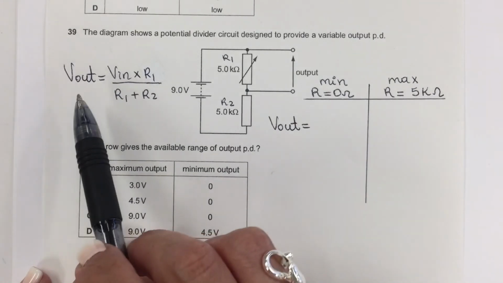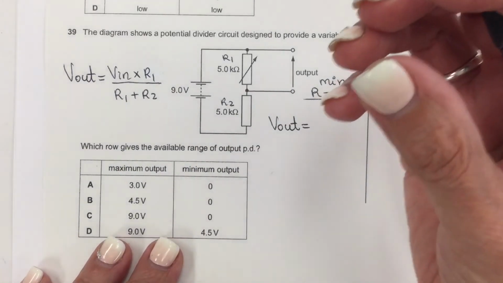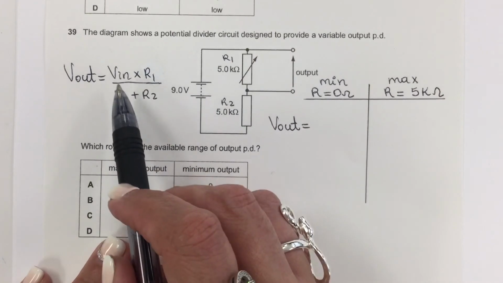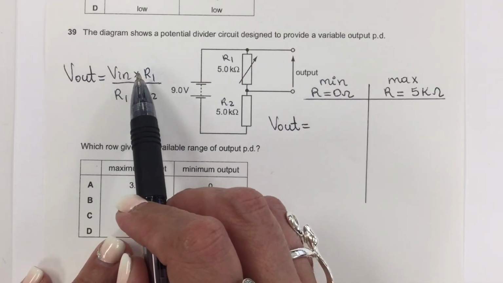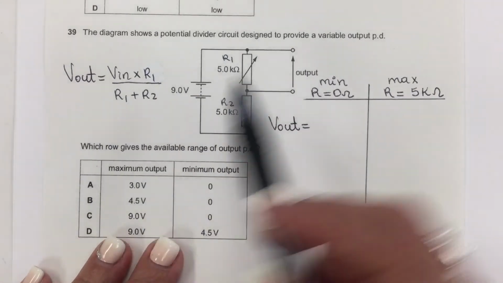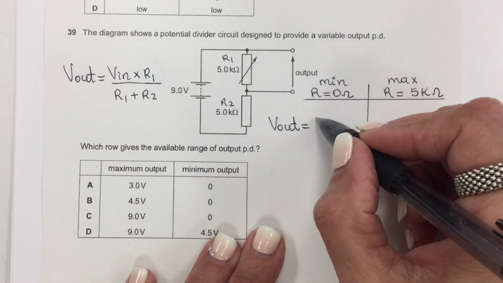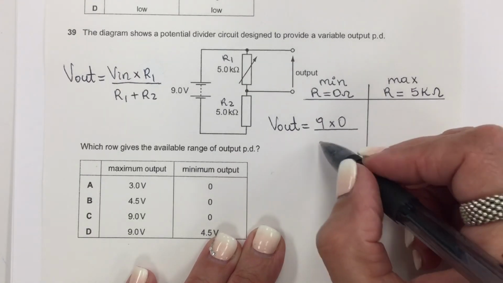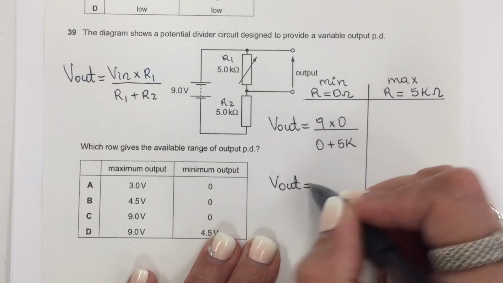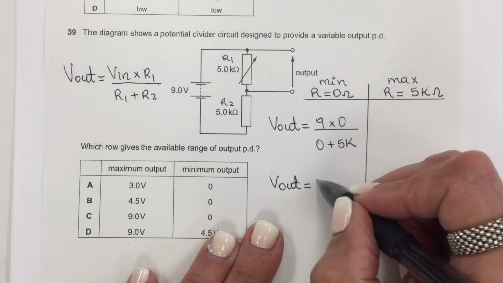To solve this problem, I'm using the output voltage for potential divider. Be careful with this one because now the resistor that I want to calculate the output across is R1, not R2. So when you multiply, the input voltage must be times the resistor that you need to calculate the output voltage for. In this case, it's R1. And then you have to add both. So in this case here, my input is 9 times 0 over 0 plus 5K. Which means when the variable resistor is at the minimum setting, the output voltage is 0.